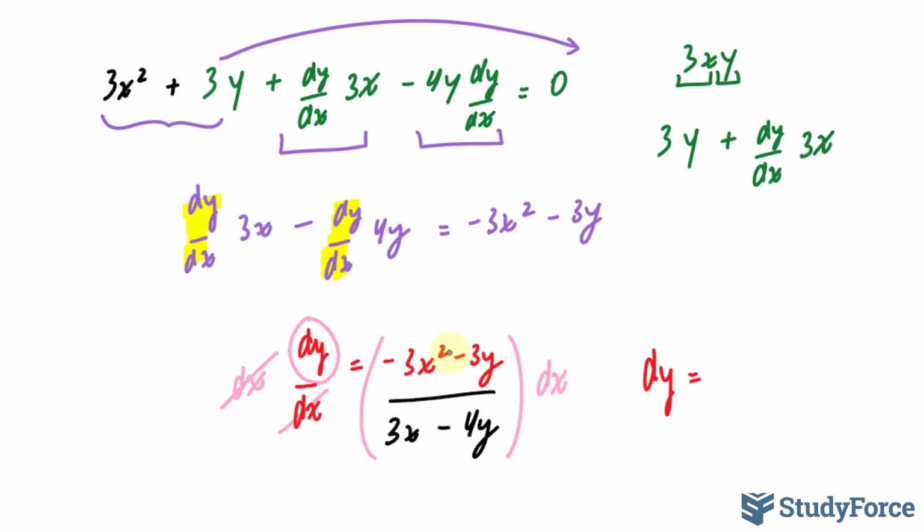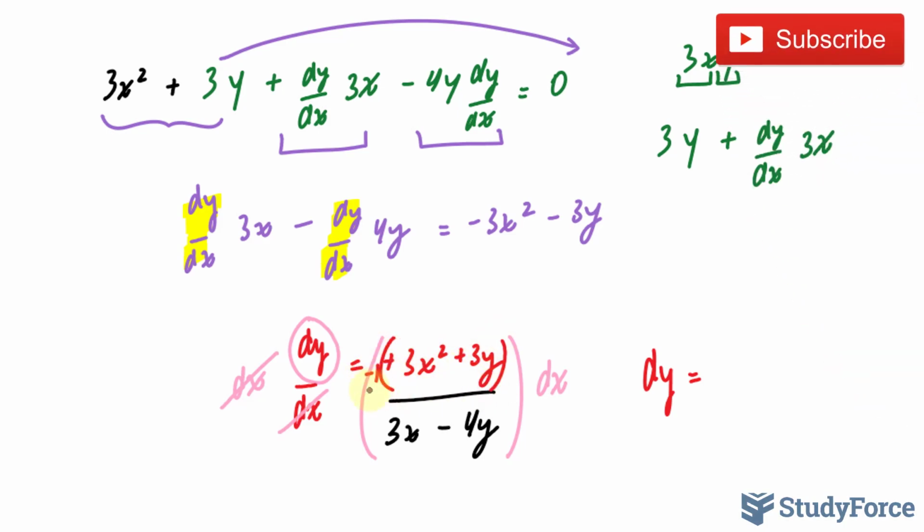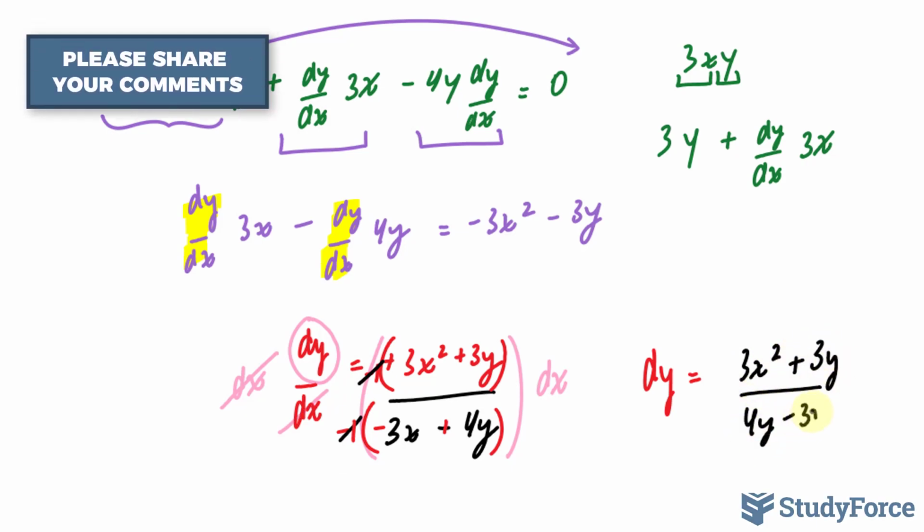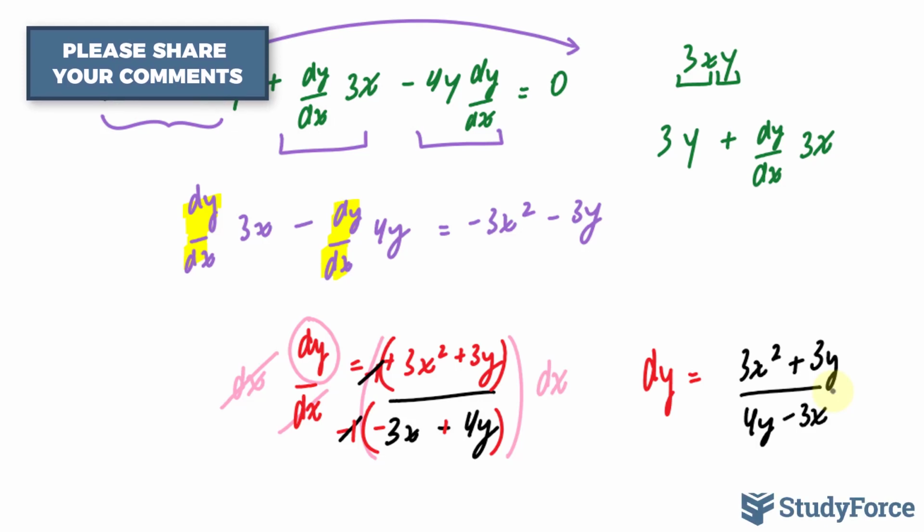and if you don't like to use negatives, notice that both of these terms are negatives. You can factor out a negative. And if you factor out a negative, this becomes positive, that becomes positive, with a negative 1 at the front. And factoring out a negative here makes this negative, this positive. The negative 1 and the negative 1 cancel out, giving us the expression 3x squared plus 3y over 4y minus 3x. Now, if you did not want to do that last step where you factor out a negative, that's fine.